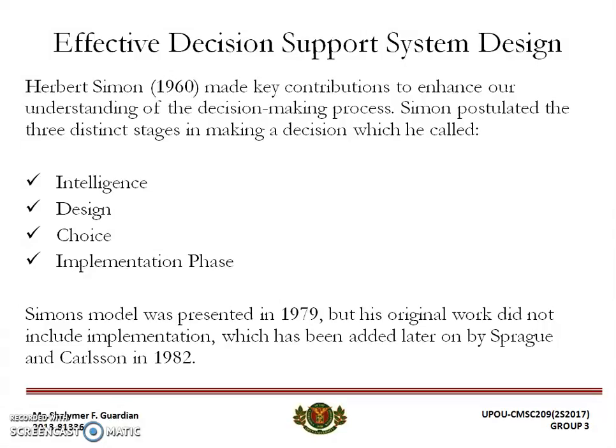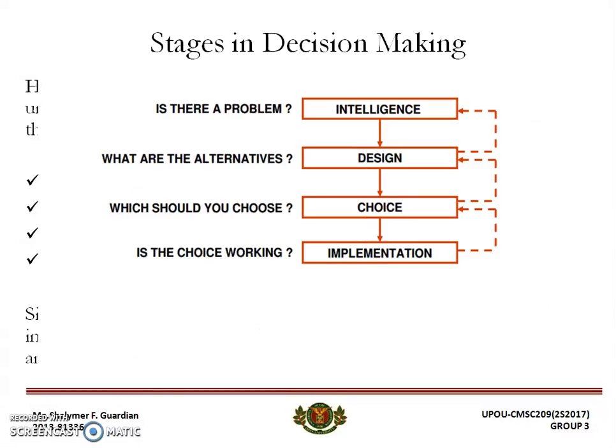In decision theory, Herbert Simon's contributions were created in his book, The New Science of Management Decisions. Simon's model was presented in 1979, but his original work did not include implementation because this was added later on by Sprague and Carlson in 1982. The Sprague and Carlson model consists of data, model, and dialogue components, which when manipulated and integrated with each other could come up with information for a decision support system.